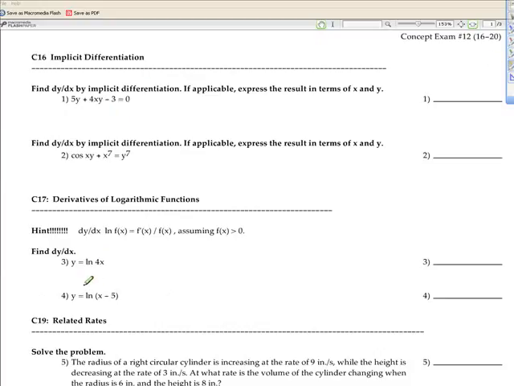So in number 3, the derivative of y equals natural log 4x. If we follow the rule, y prime is going to equal the derivative of 4x, which is 4, divided by 4x, which will reduce to 1 over x. Similarly, for number 4, y prime will equal the derivative of x minus 5, which is 1, divided by x minus 5.